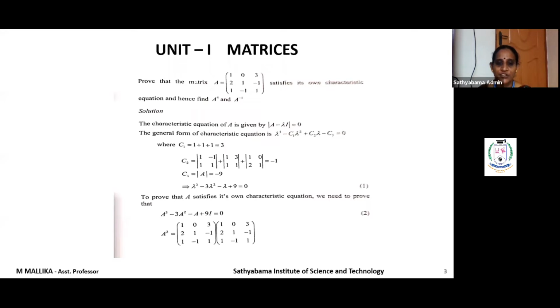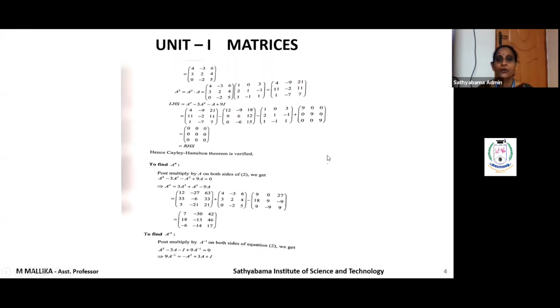Similarly, if I want the first row, second column element of A square, I should multiply the first row of A and the second column of A, and then multiply the corresponding elements and add them. So what will you get? 1 into 0 plus 0 into 1 plus 3 into minus 1, which will be minus 3. So the first row, second column element is minus 3. When you do it like this, you will get A square as 4, minus 3, 6, 3, 2, 4, 0, minus 2, 5. So this is your A square matrix.